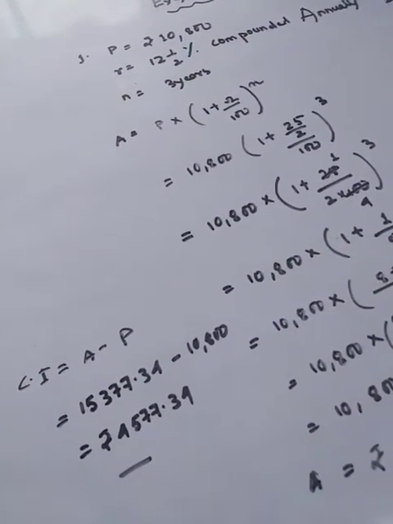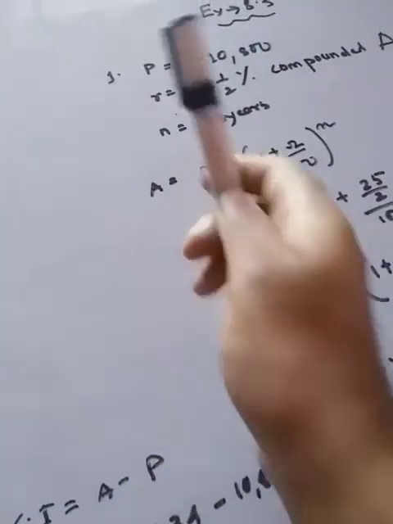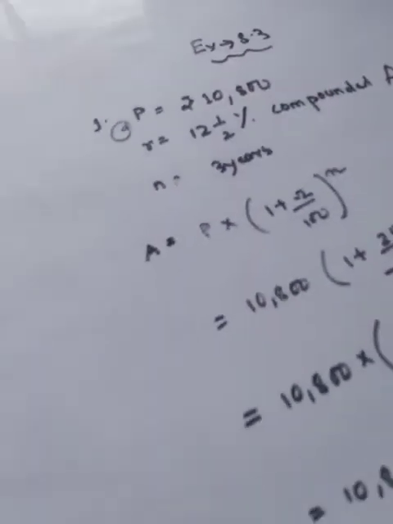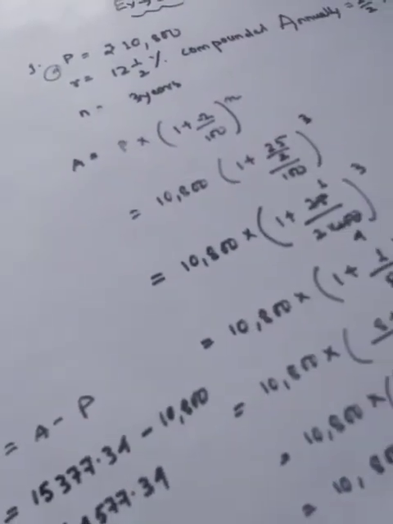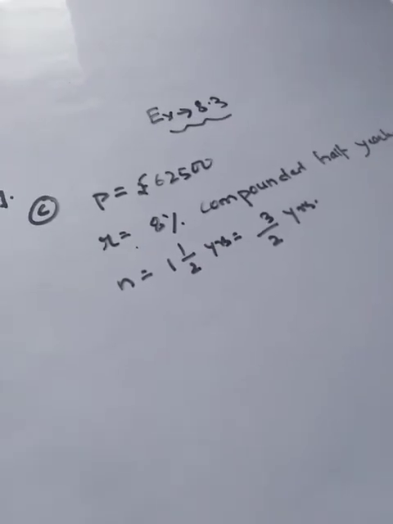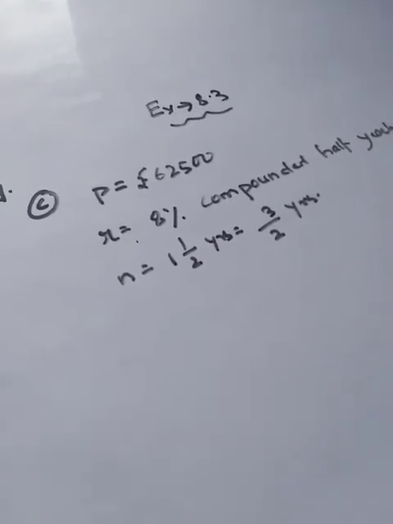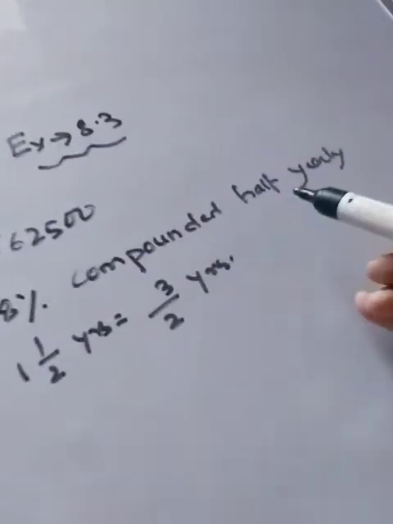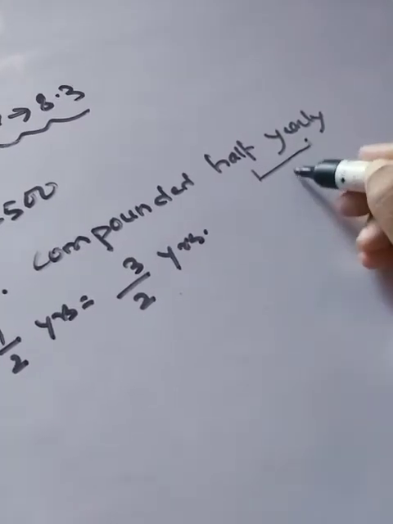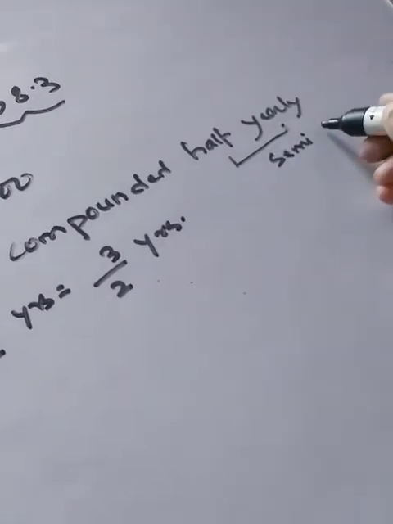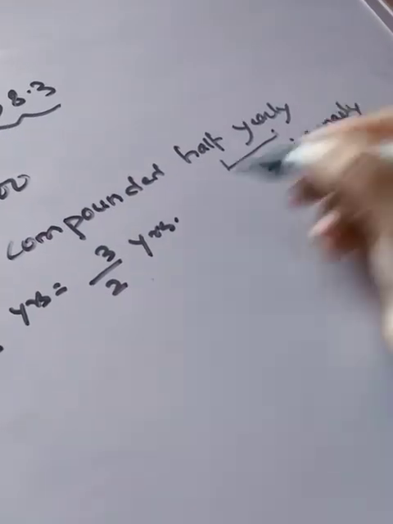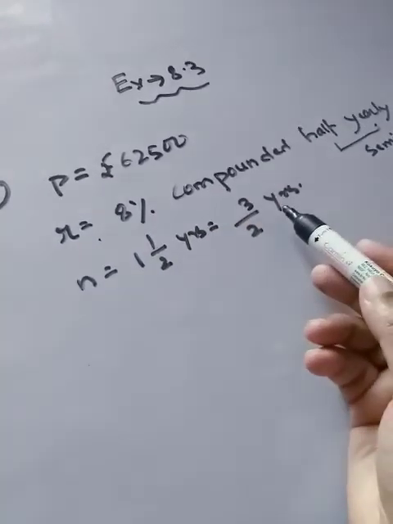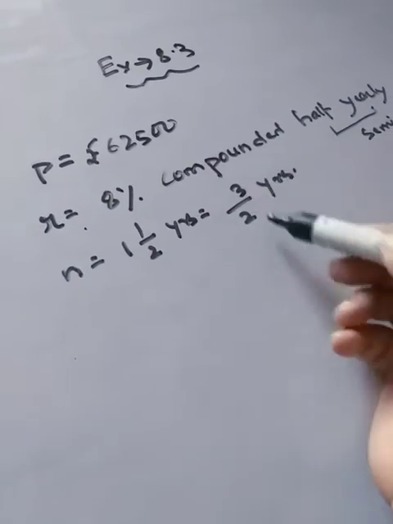Let's move on to sum number C. This was sum number A of question number 1. Now let's do sum number C of question number 1. Principal is given 62,500. R is given 8% compounded half yearly. Half yearly means semi-annually. Time is given in mixed fraction form, so you have to convert it into improper form: 1 1 by 2 years is equal to 3 by 2 years.